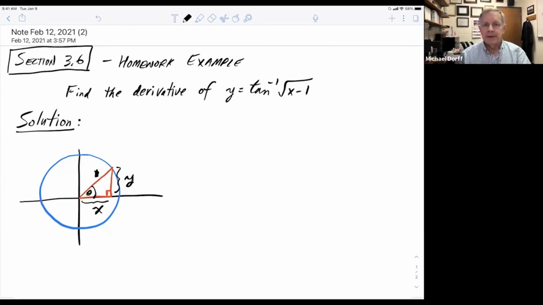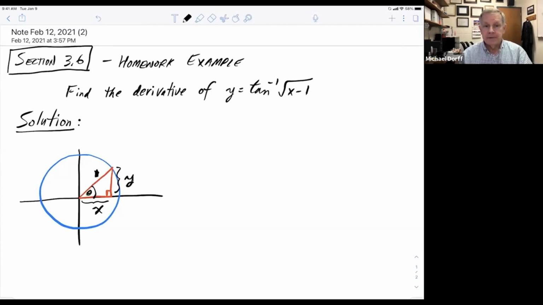We're in section 3.6 and we're looking at a homework example. In this example, we're finding the derivative of the function y equals the inverse tangent of the square root of x minus 1. Let's begin by reviewing what is the inverse tangent.